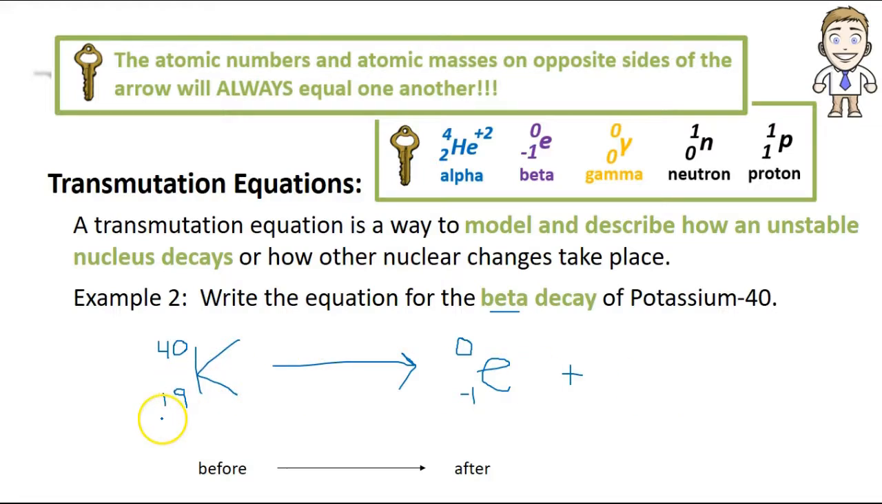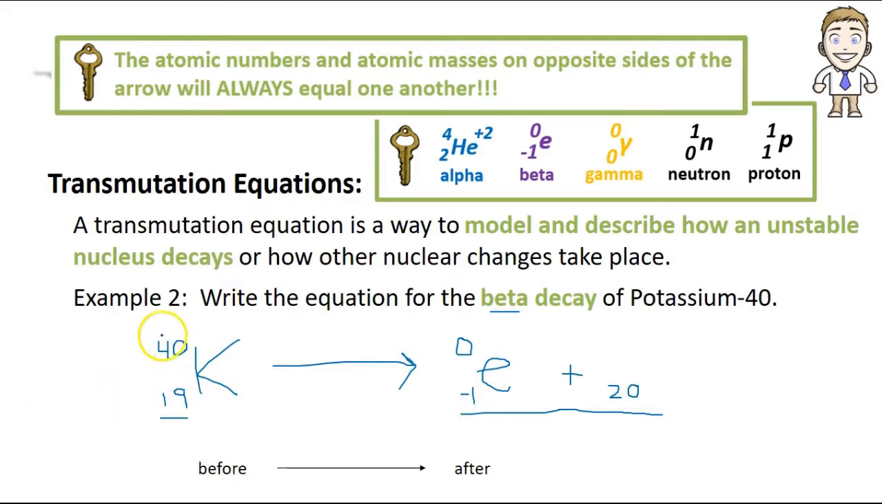Remember, the numbers have to be equal. So if we start with 19 protons, we have to end with 19 protons. But because this is a negative, that means my new nucleus has to have 20 protons. 20 plus -1 gives you 19. It seems weird, I know, but trust the math, it works out. And that is actually what happens in real life.